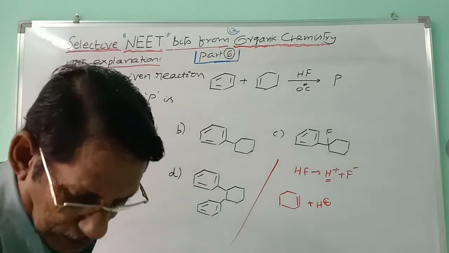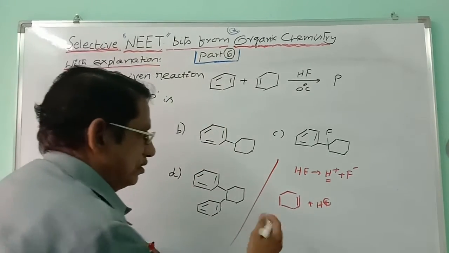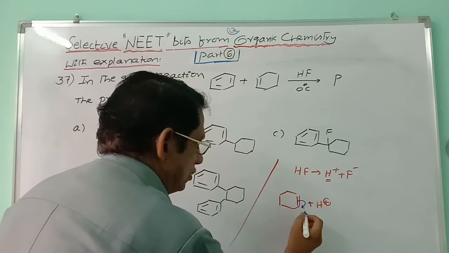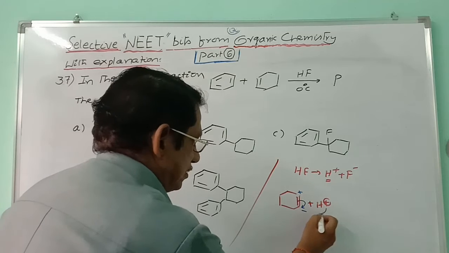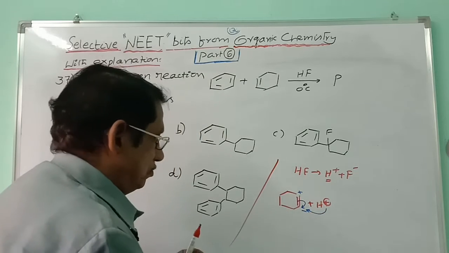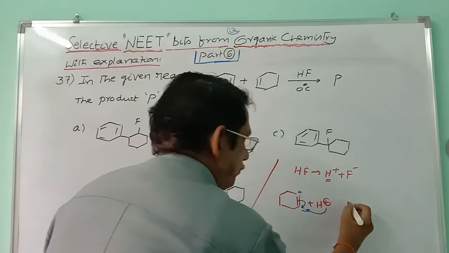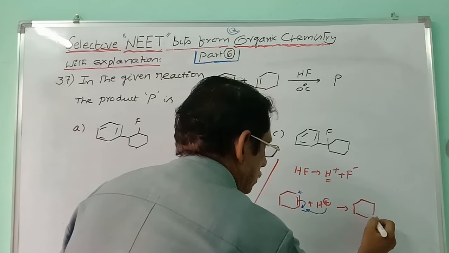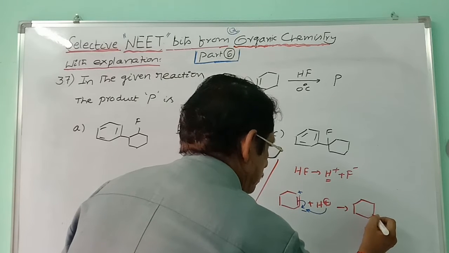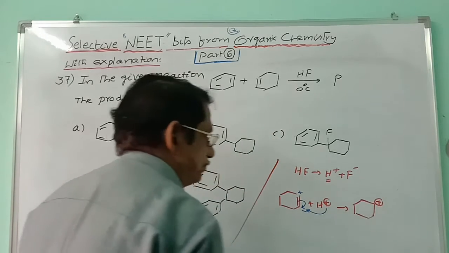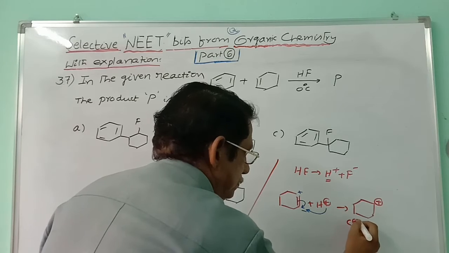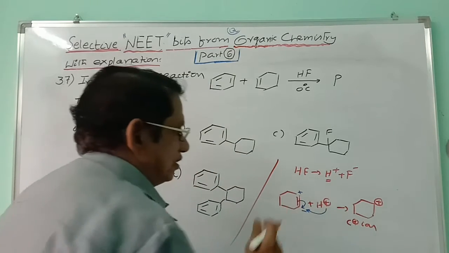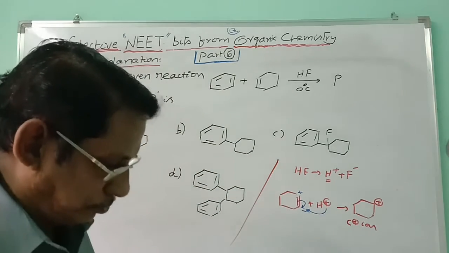When H plus is attacking here, you have to consider the polarization in the pi bond. This gets a negative charge, this gets a positive charge. And so H plus attacks here. So what is the product formed here? Here H is added, it becomes CH2 and this becomes plus. This is the carbocation. During the electrophilic attack, the first step is the formation of the carbocation. That is formed.